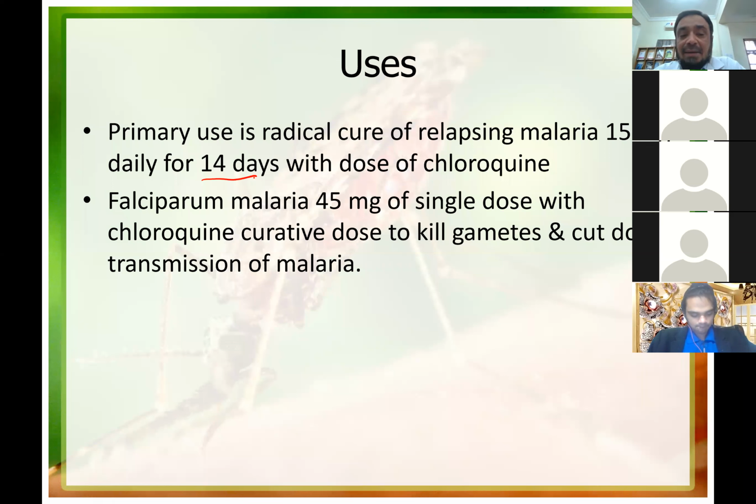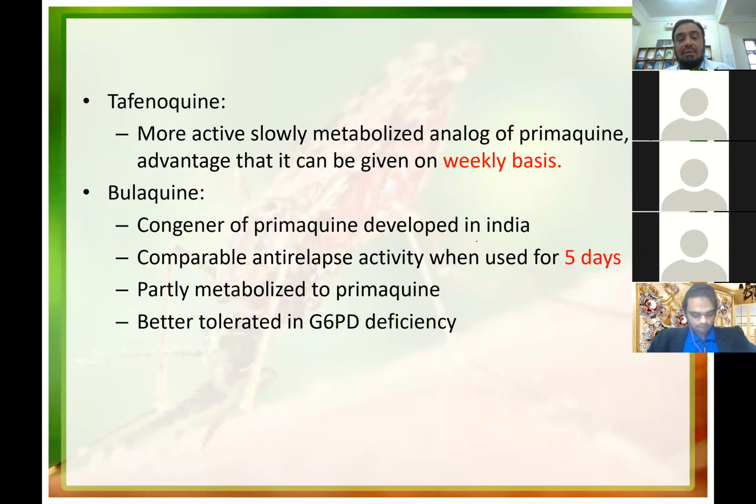In case of falciparum malaria, you give a single dose of 45 milligram. Why is it given? To kill the gametes and cut the transmission of malaria. Now this primaquine should be given daily for about 14 days. Okay, so compliance may be a problem.